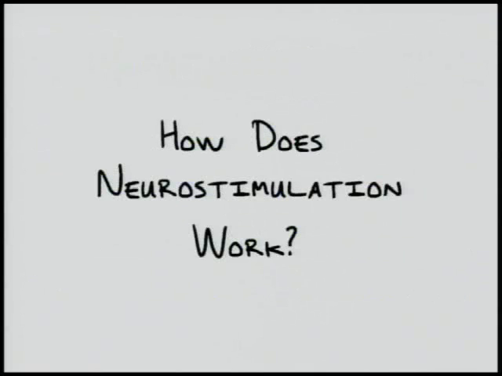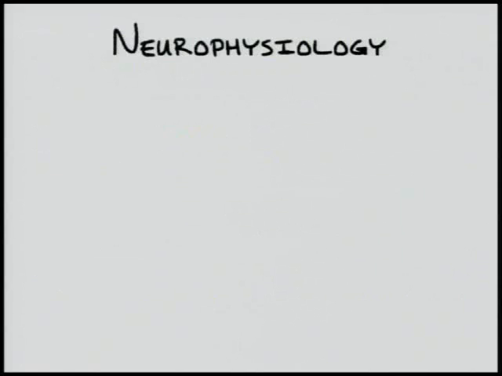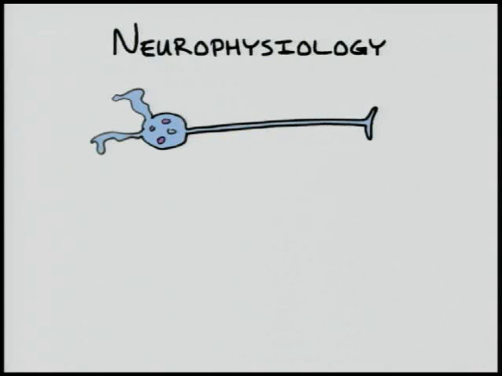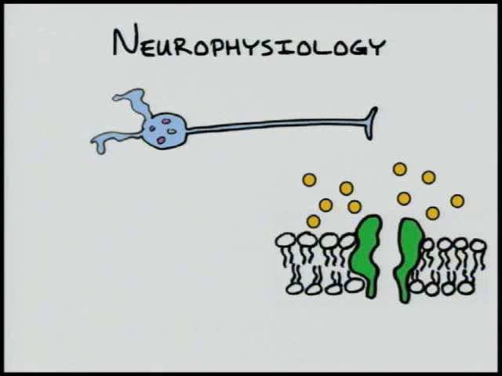Part 1, Neurostimulation. Before covering neurostimulator device function, it is important to review a key concept in neurophysiology, the action potential. Here we have a neuron. If you examine the cell membrane of the neuron, we would find various ion channels.